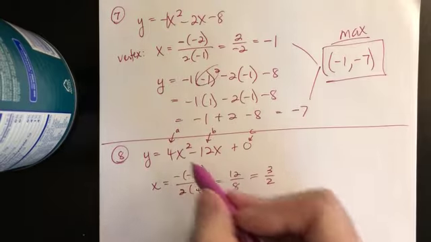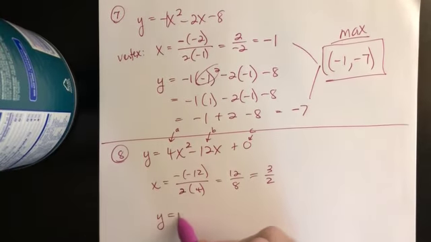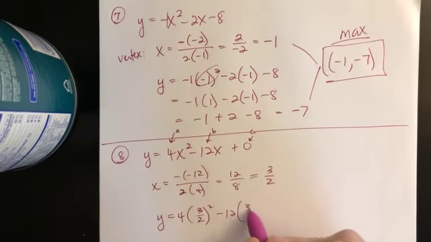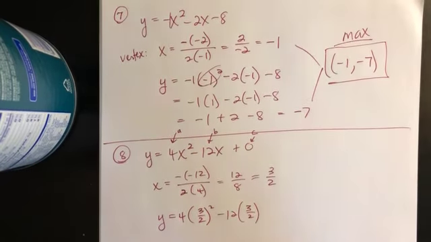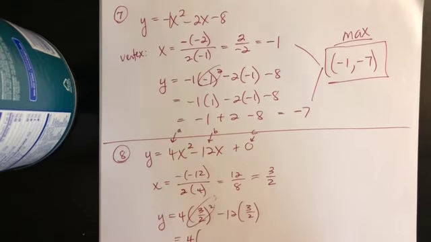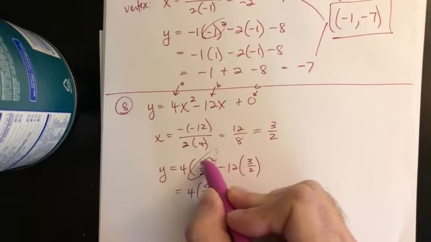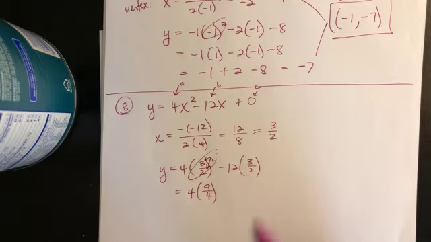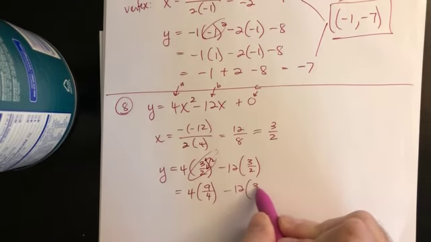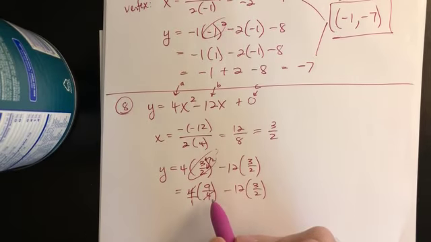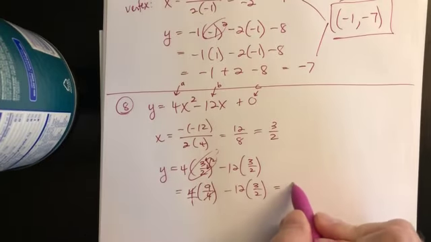So, but the fun part is putting it back into the original, right? So we got 4 times 3 halves squared minus 12 times 3 halves. No, plus 0. You don't have to write that. Okay, this is first. So we get 4 times 9 over 4. Remember, if you square a fraction, the top and the bottom get squared. All right, 12 times 3 over 2. And then when I multiply straight across, or you can cross cancel. So like there's a 4 up here, there's a 4 down here, they cancel. And that leaves you with 9.